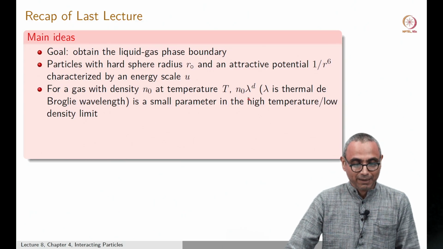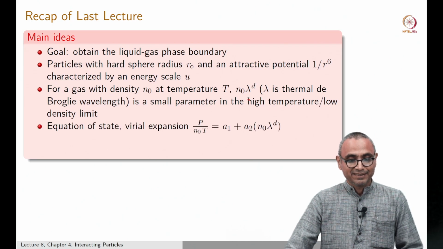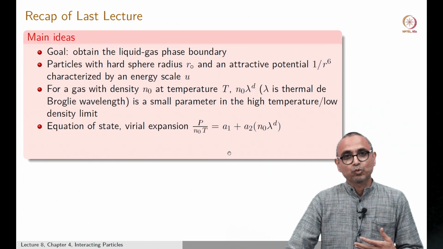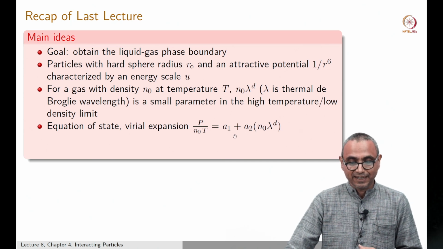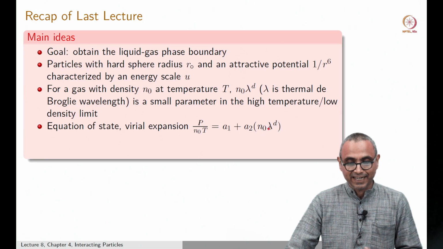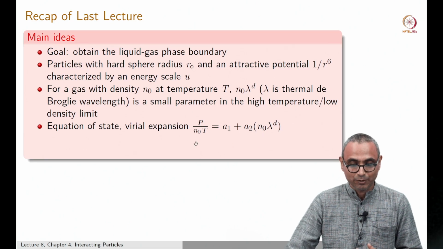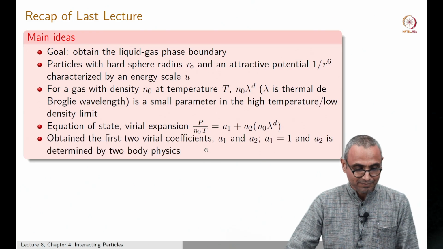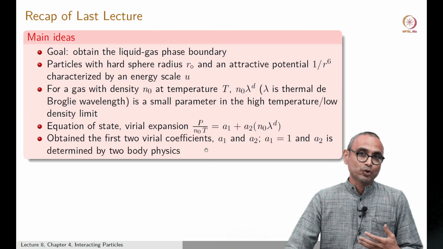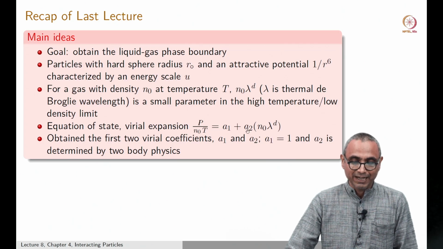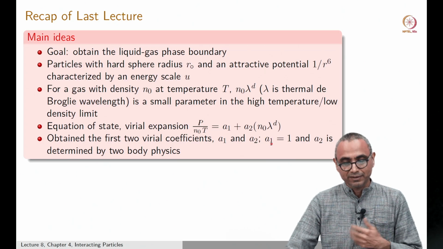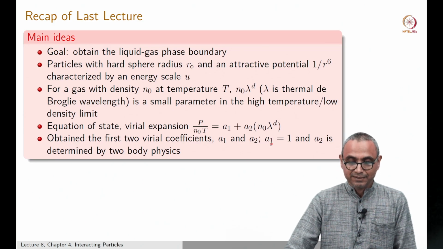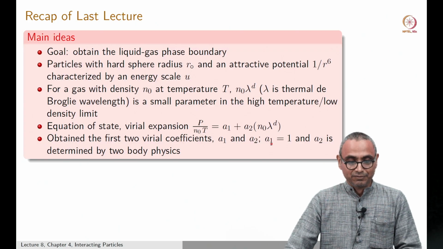That turns out to be a small parameter in the problem, and we can expand the equation of state in this small parameter. We worked out what the answer will be if you expanded it up to this order in n naught lambda to the d, and we got the equation of state, namely the dependence of pressure on these quantities. We've also understood how to calculate these coefficients A1 and A2. A1 was just 1, coming from the simple ideal gas kind of picture, and A2 was determined by two-particle, two-body physics.